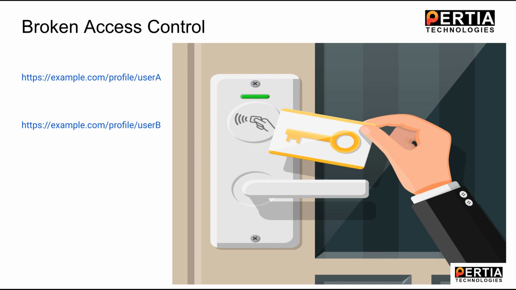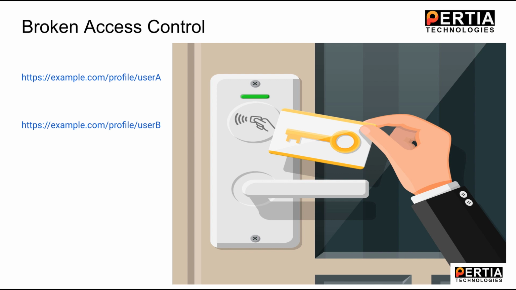Now, in a well secured application, the web server should validate the user's identity and ensure that they can only access their own profile. It should check that the user is authenticated and the user ID in the URL matches their own user ID only. Any attempt to access another user's profile will result in an access denied error.